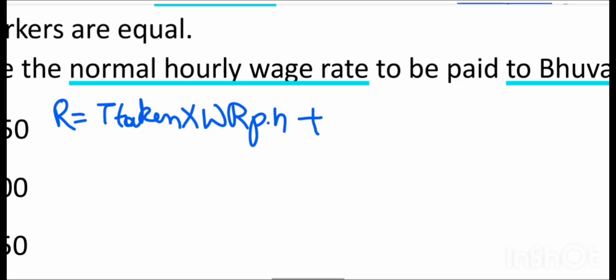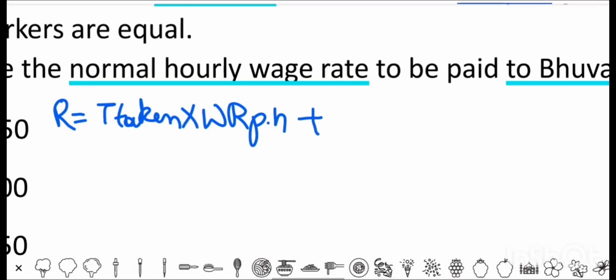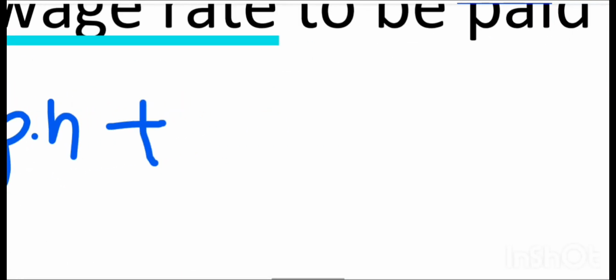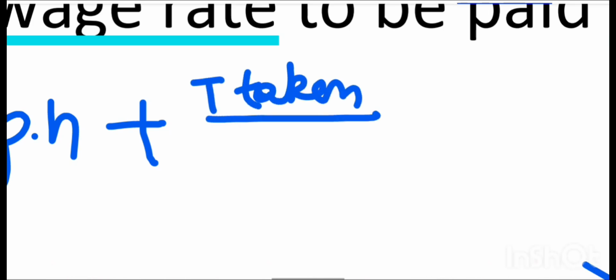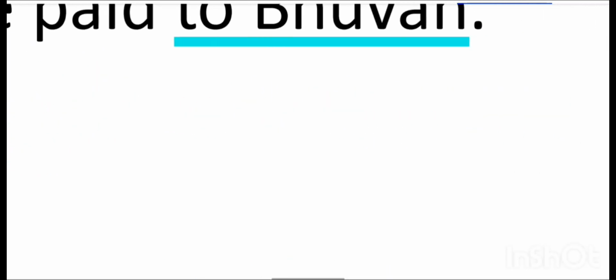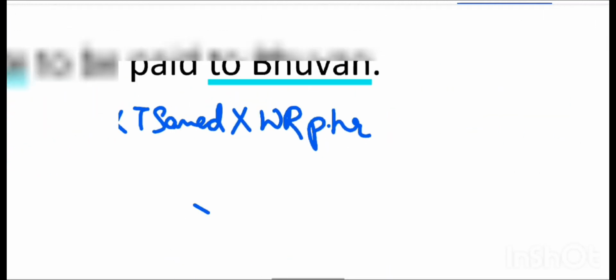plus, RTA is a memory technique to find out the bonus. So what is RTA? R for Rowan, T for time taken, and TA. This is how we're going to remember this formula. So time taken upon time allowed. Time allowed means standard time, into time saved into wage rate per hour.